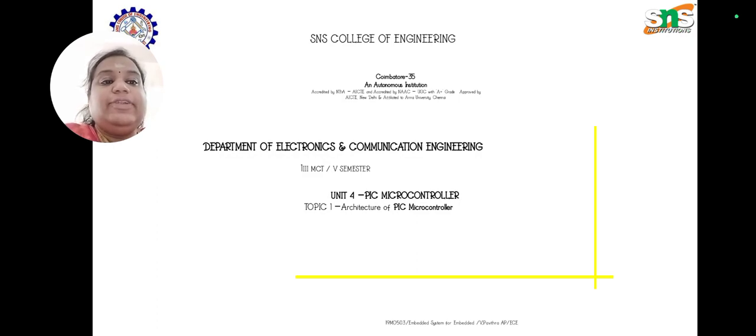So in this video today, we are going to see about the architecture of PIC microcontroller. This is under the topic of mechatronics. It is the fourth unit, PIC microcontroller, embedded system for mechatronics. It is coming under the title. So we are going to see about the architecture of PIC microcontroller, how the architecture is organized in this PIC microcontroller.